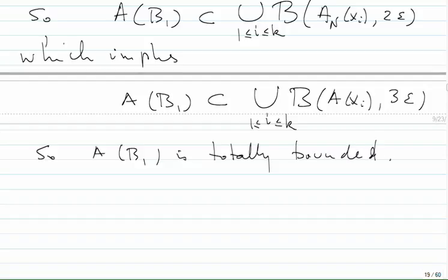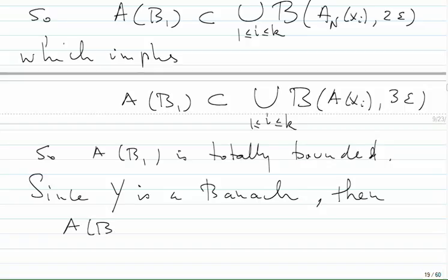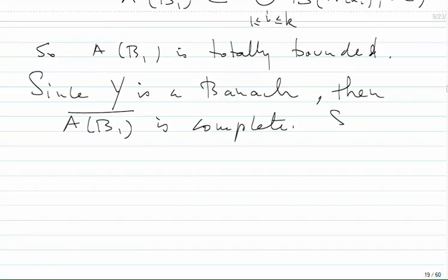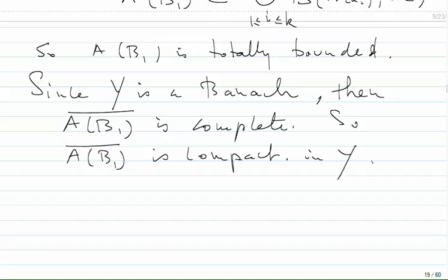Okay, so if it is totally bounded, we would like now to claim that it's relatively compact, and this is where we use the fact that Y is a Banach space. So this is the only step: since Y is a Banach space, the closure of A of B1 is complete. See? So we are totally bounded and complete, therefore we are compact, okay? So the closure of A of B1 is compact. So for the rest we don't need the completeness of Y, okay?